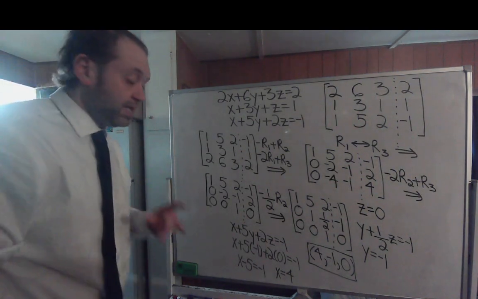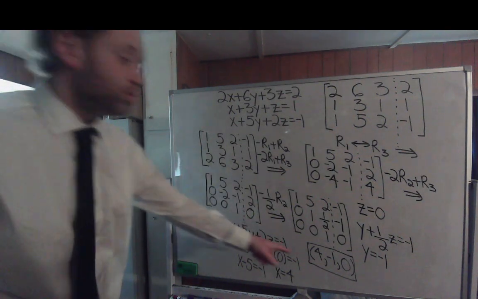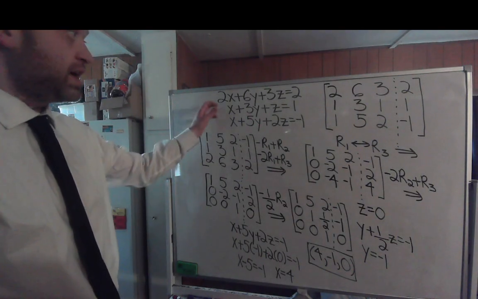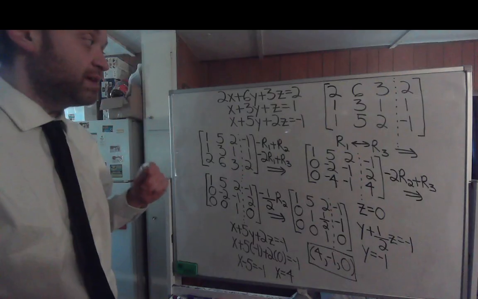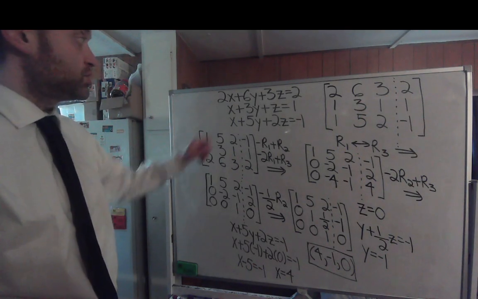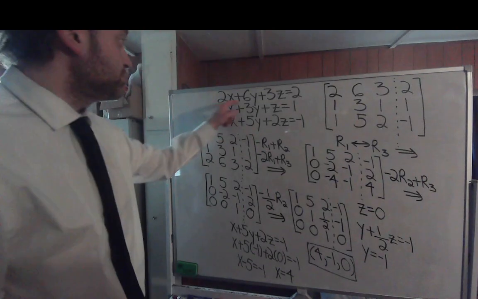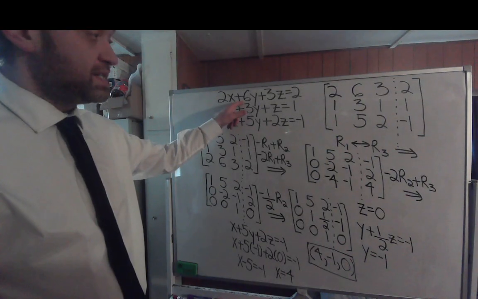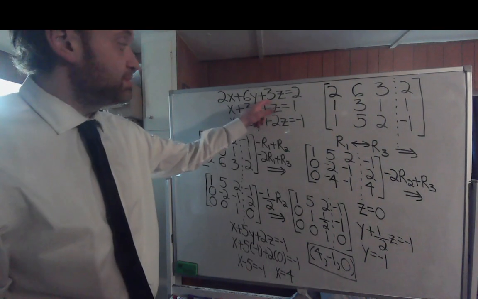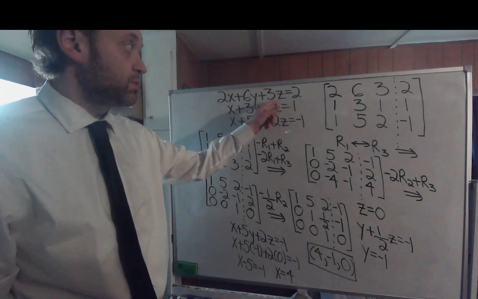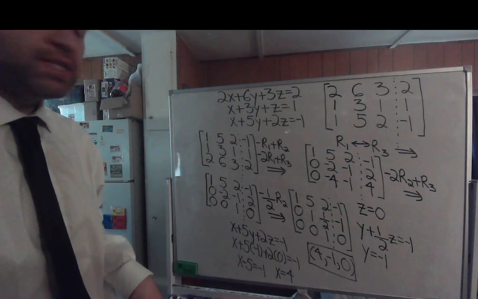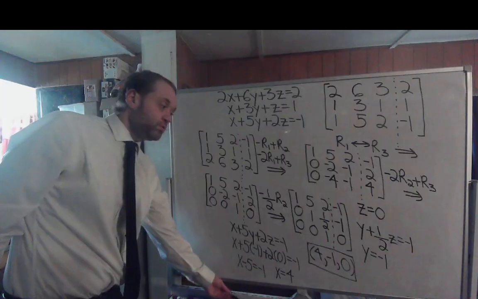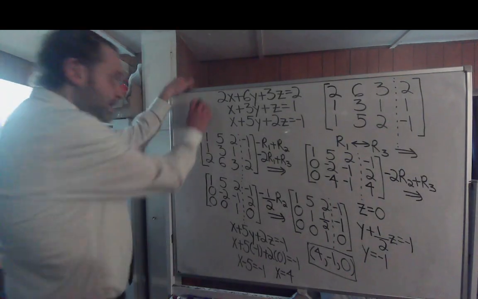And if you don't believe me, just stick this into any one of these equations up here, the ordered triple, all those values for x, y, and z, you should get a true statement on both sides. So 2 times 4 is 8, plus 6 times negative 1. So you'd have 8 minus 6, which is 2, plus 3 times 0. Well, 2 plus 0 is 2. 2 equals 2. So yes, 4, negative 1, 0 is the ordered triple. That's the solution to this matrix. Now I got 5 more.